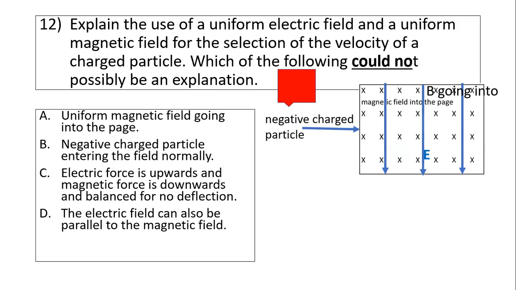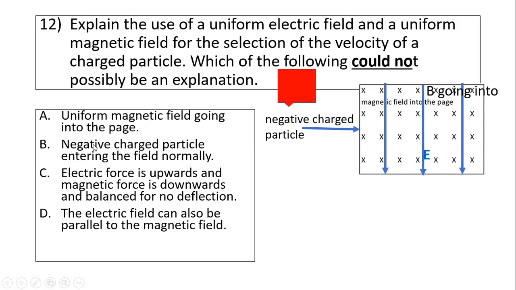This one also gone. Explain the use of uniform electric field and uniform magnetic field for selection of velocity of a charged particle. Which of the following could not possibly be an explanation? Uniform magnetic field going into the page. Okay, doesn't matter. If you go into the page, I'll show you the diagram there.